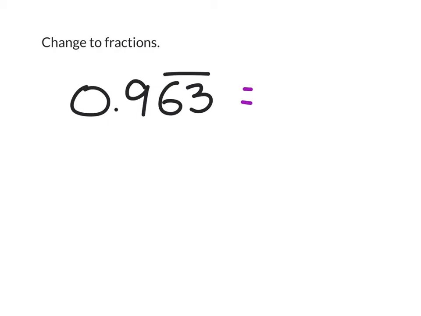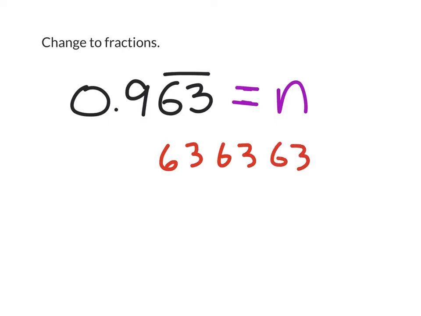So I'm going to say, you know what? This is now going to equal what I call n. And then what I'm going to do is I'm going to multiply the n and the 0.963 repeating by something that's going to allow the decimals to align, okay? So in other words, I would like this to have 6.3, 6.3, and then it just repeats forever, this 6.3 like this. Okay, and then I got a decimal place, but I need something here.